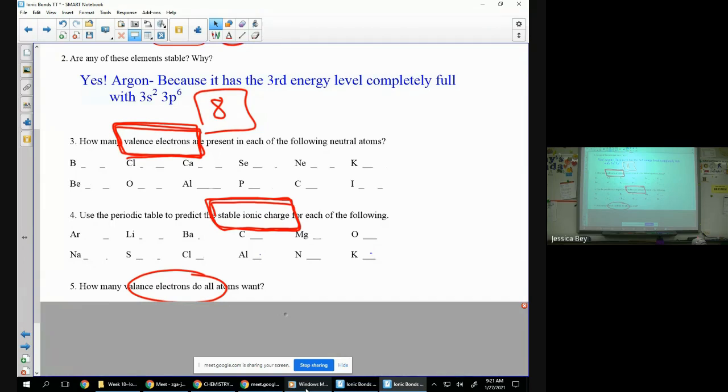Yes. 2. Same sequence. So 1, 2 here, 2s2 there, 2p6 here. Yeah. If you want, you can write 1, 2, 3, 4, 5. Put it on the side. Okay. There you go. No problem. Perfect.